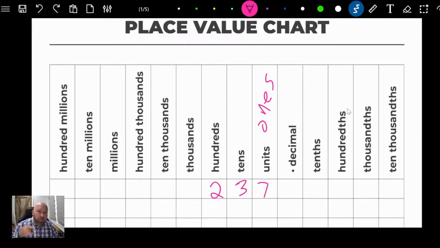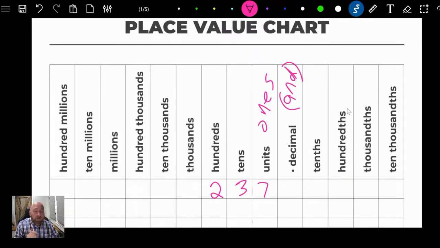Make sure that you don't use the word "and." Don't say "two hundred and thirty-seven," because remember, this decimal is where we use the word "and," A-N-D. We'll put it right there. So when we use a decimal, that's when we'll use the word "and." So don't use "and" after the hundreds. So it's just 237. If you ever hear me say that in these videos, then I'm saying it wrong.